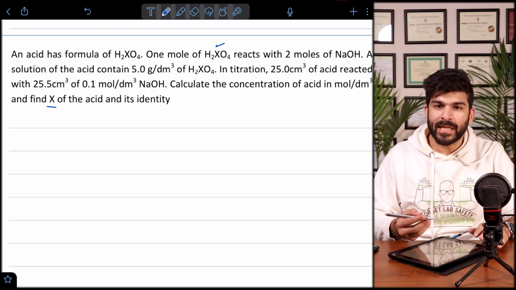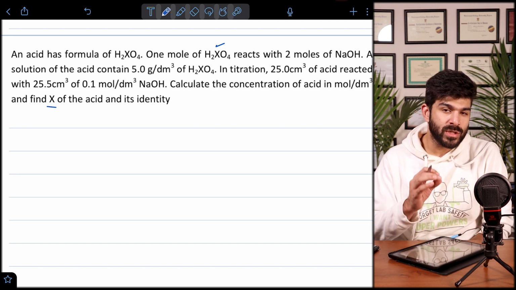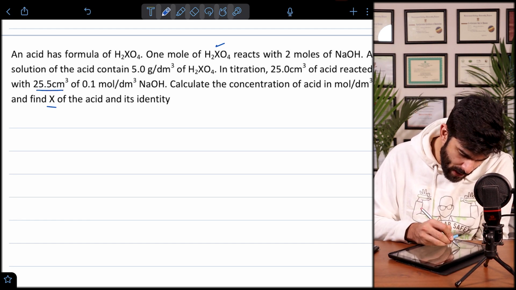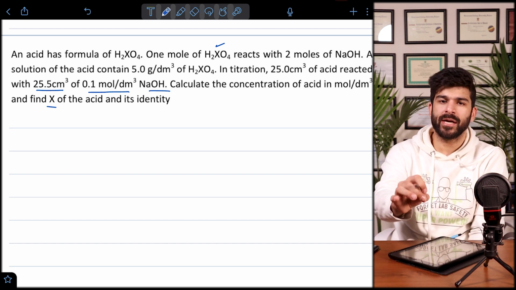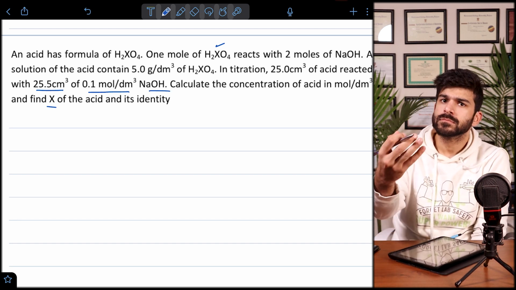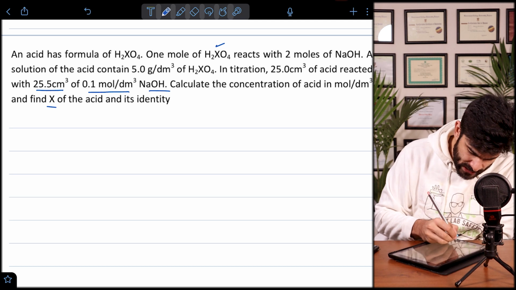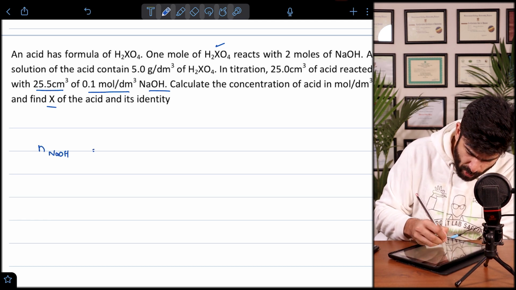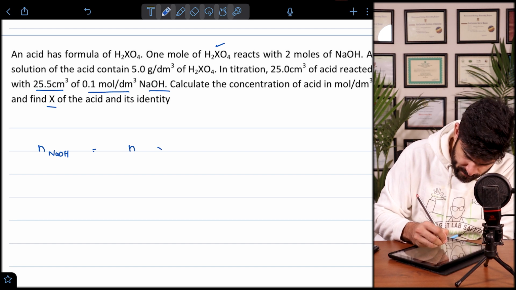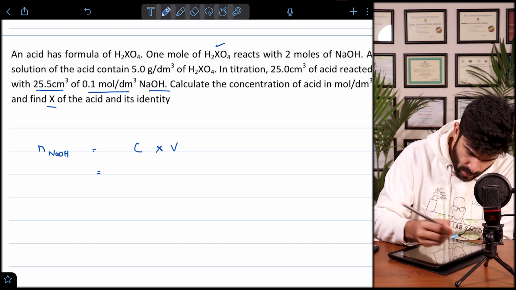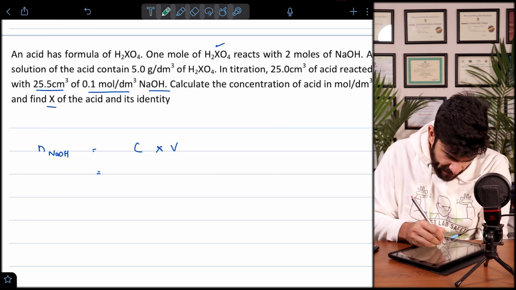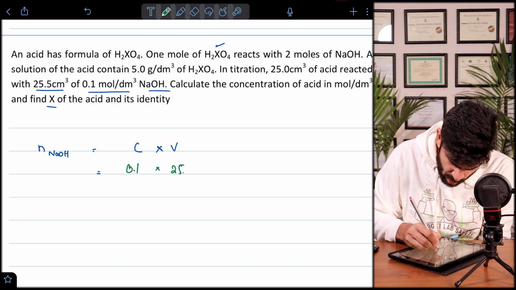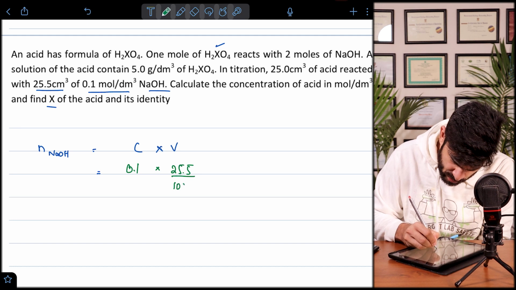But before that, which one is the standard? Which one is the unknown? We know that we have the volume and the concentration of NaOH. So NaOH is again the standard here. So let's quickly calculate the moles of NaOH using the same formula of n equals C into V. So concentration, we have the concentration which is 0.1 mole per dm cube, and we multiply it by volume, which is divided by 1000.